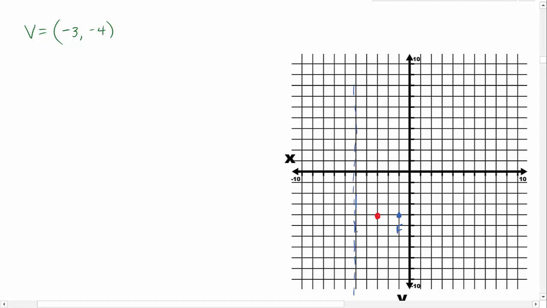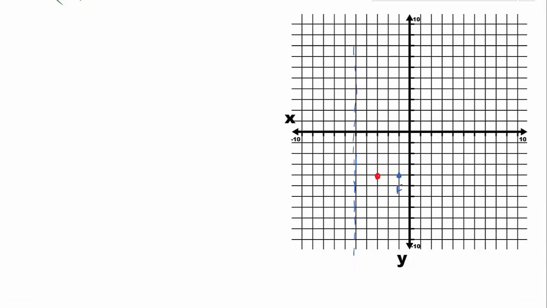Next, we need the 2 points for the width of our parabola. The total width is the absolute value of 4p, so we go the absolute value of 2p on either side of the focus. P was 2, so 2p is going to be 4. I'm going to go 4 up, 4 down, and now I have my 3 points to draw in my parabola. There we go, parabola in red.